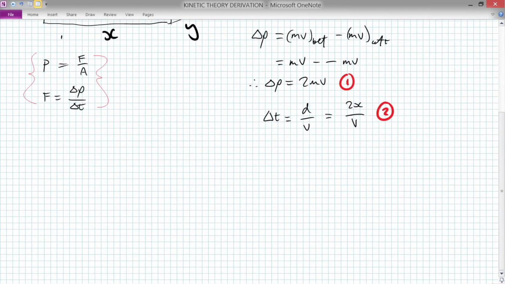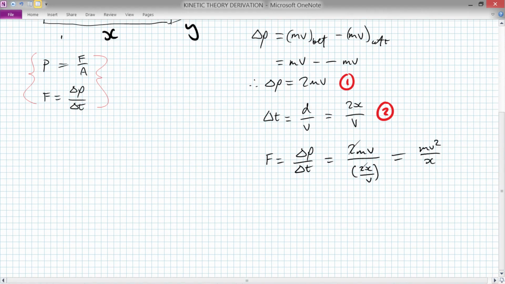And we now know through an extension of Newton 2, essentially, force is equal to delta P over delta T, and in this case that's going to be 2mv from equation 1 divided by 2x over v from equation 2. And if I cancel some of that down, so my 2 here cancels with this 2, and if I multiply the top and bottom of this main fraction by v, it will cancel this v here and leave me with a square on top, so that's mv squared over x.